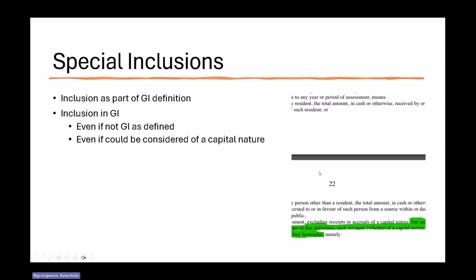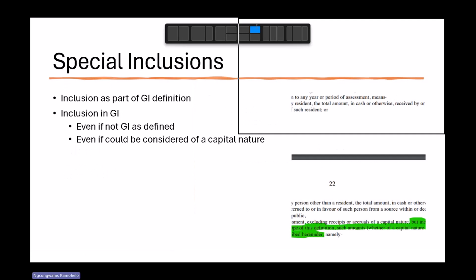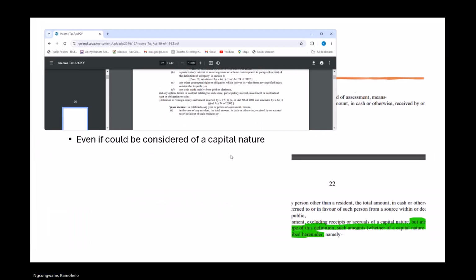So when you read the gross income definition, if I bring up the Income Tax Act, there's a section in the Income Tax Act when you read it: gross income, in relation to any period or year of assessment, in the case of a resident, means the total amount in cash or otherwise received by or accrued to or in favor of such resident during such year or period of assessment, excluding receipts or accruals of a capital nature, but including, without in any way limiting the scope of this definition, such amounts, whether of a capital nature or not, so received or accrued as are described hereunder. We've already gone through this.